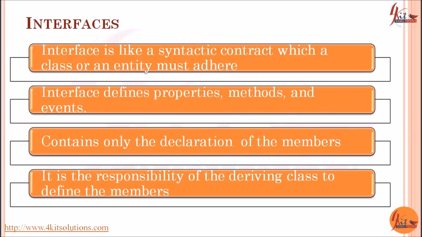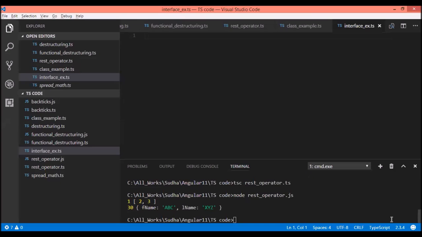So it is the responsibility of the deriving class, the class which is implementing that particular interface, to provide the definition for the members, to provide the initialization of the variables and properties, and to provide the definition of the methods. A class implements an interface using the implements keyword. So let's see how we can create an interface and how a class implements that interface. An interface is defined by the keyword interface. So we create an interface using the interface keyword.